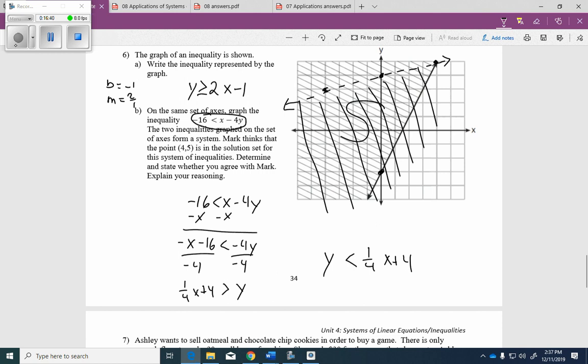And Mark thinks that 4, 5 is a solution. 1, 2, 3, 4. 1, 2, 3, 4, 5. It's this point that's on the solid and the dashed line, and Mark is wrong. He's wrong because you have to pick a point in a double shaded region, and anything on a dashed line is not a solution.